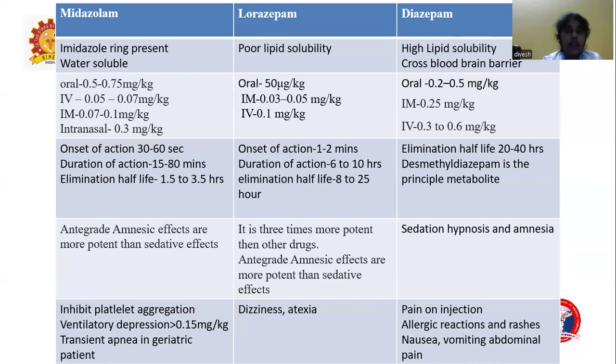It is given orally at a dose of 50 microgram per kg, IM at a dose of 0.03 to 0.05 mg per kg, and IV at a dose of 0.1 mg per kg. The onset of action is 1 to 2 minutes, the duration of action is 6 to 10 hours, and the elimination half-life is 8 to 24 hours.